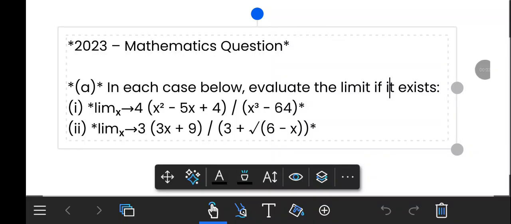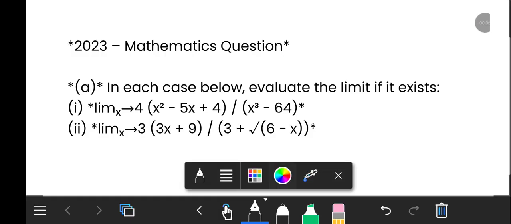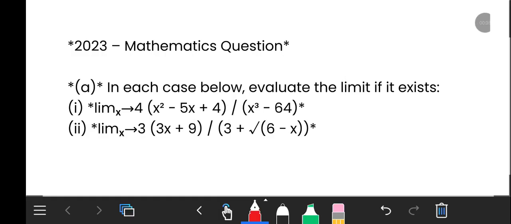Welcome to this session. We're doing limits. Okay, so we're going to tackle limits.